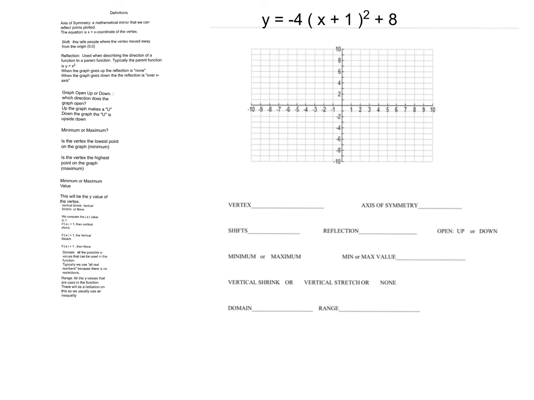Alright, I'm going to start doing this problem. Again, if you're not done, just pause the video. Alright, so again, here we go. The vertex is the opposite of that, so 8.